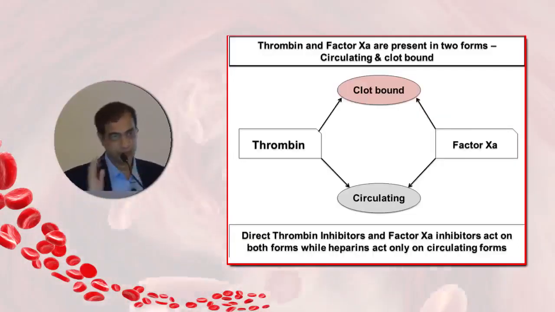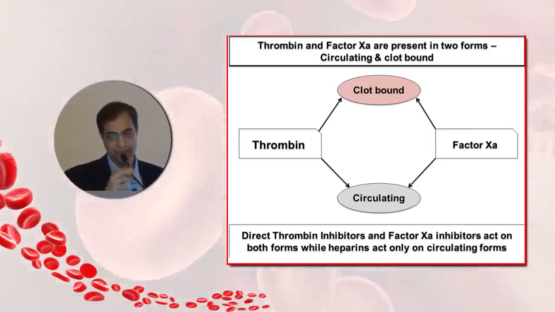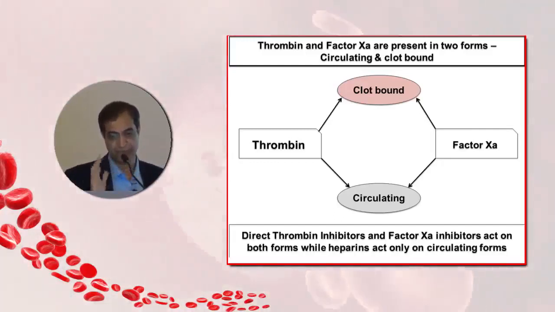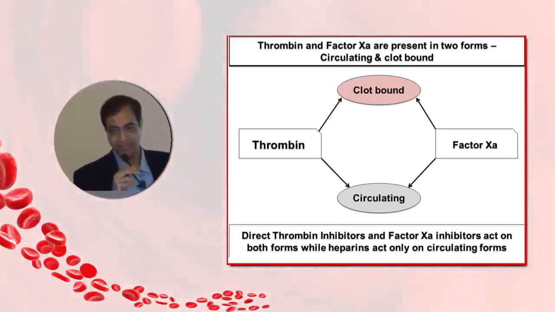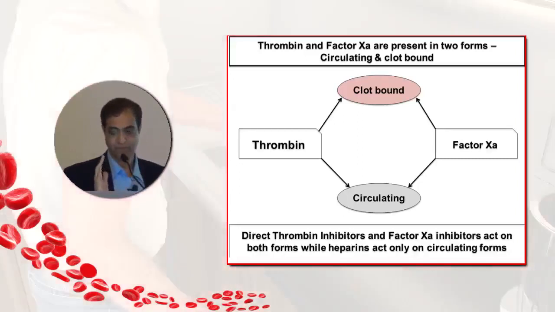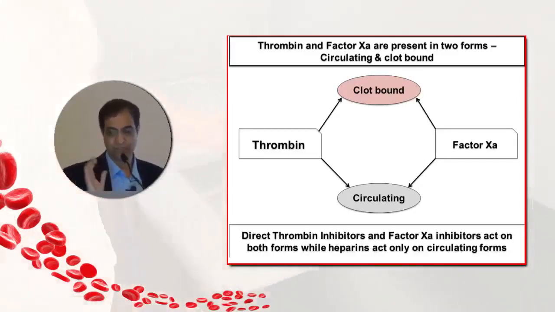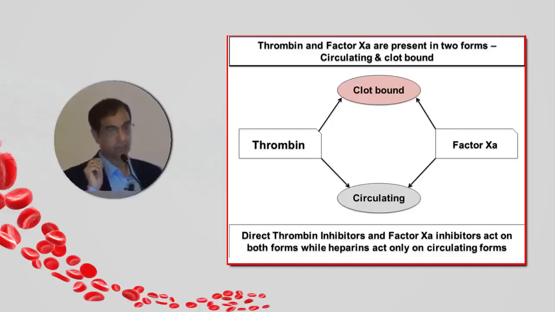So the other two key players which I want to use: one key player of course was the fibrin, and the thrombin, but if you look at factor 10A and thrombin, they are present in two forms. They are present in circulating and clot bound forms. So thrombin and factor 10A, which are really the two key players for anticoagulation, have two forms, clot bound and circulating. The direct thrombin inhibitors and the factor 10A inhibitors act on both forms, the clot bound and the circulating, while heparins act only on the circulating forms.